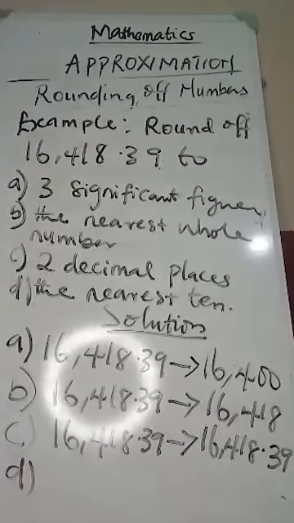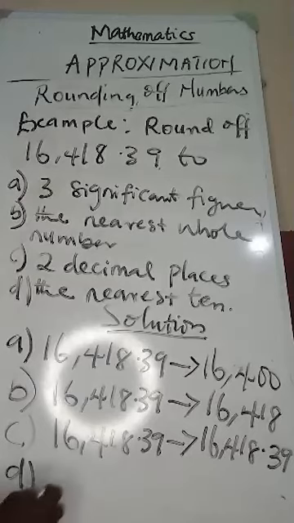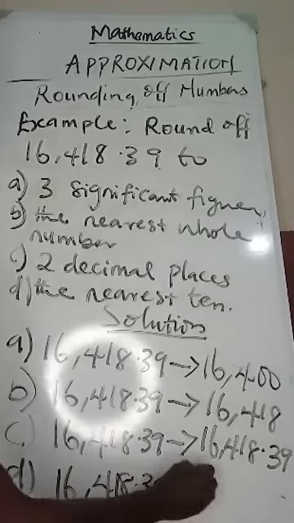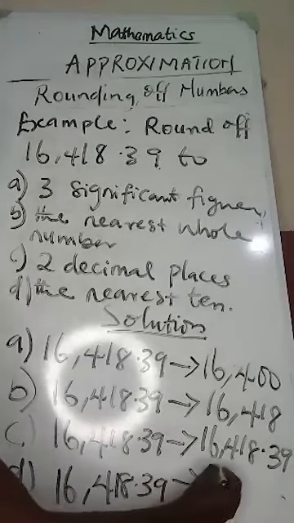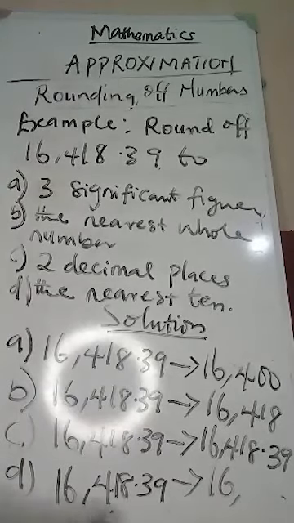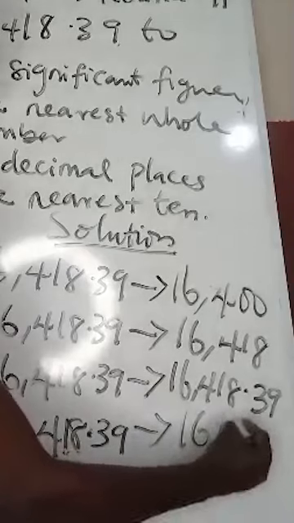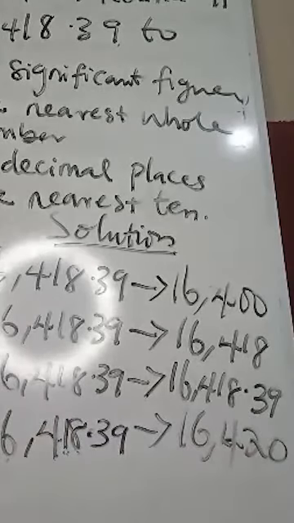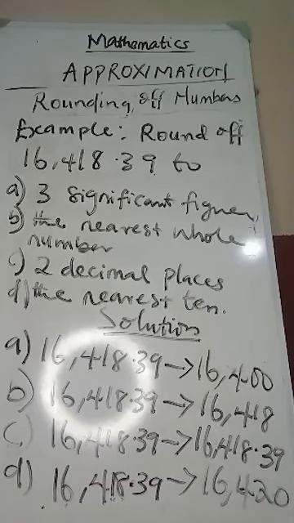Now, the last but not the least, to the nearest 10. 16,418.39 to the nearest 10. Now we have 16,418. Before the decimal, this is units, tens, hundreds, thousands, and ten thousands. Here we approximate the unit, which is 8. We round it off to 1 to add to our 10, and it becomes 16,420. That is the nearest 10. 16,420 to the nearest 10.